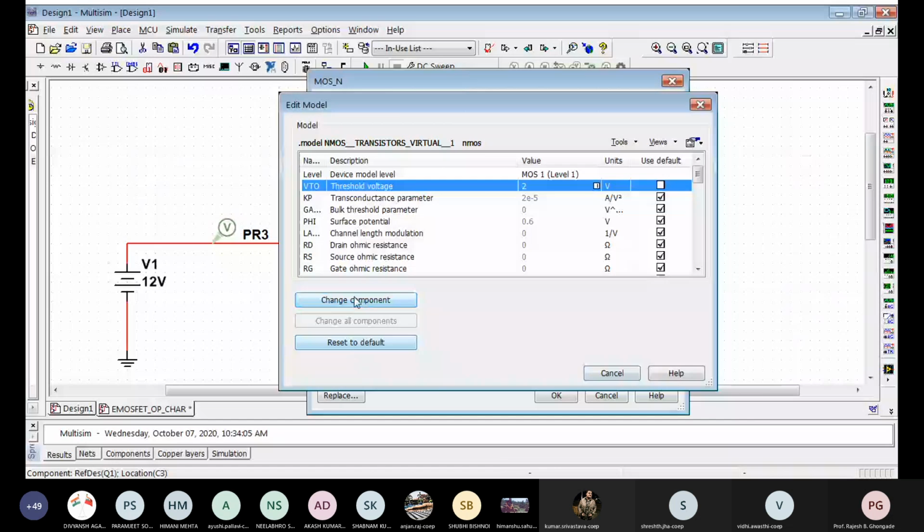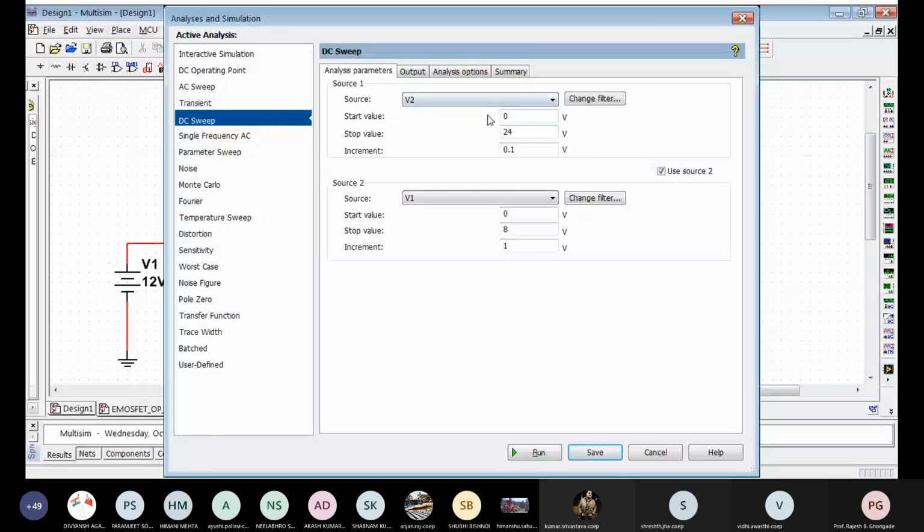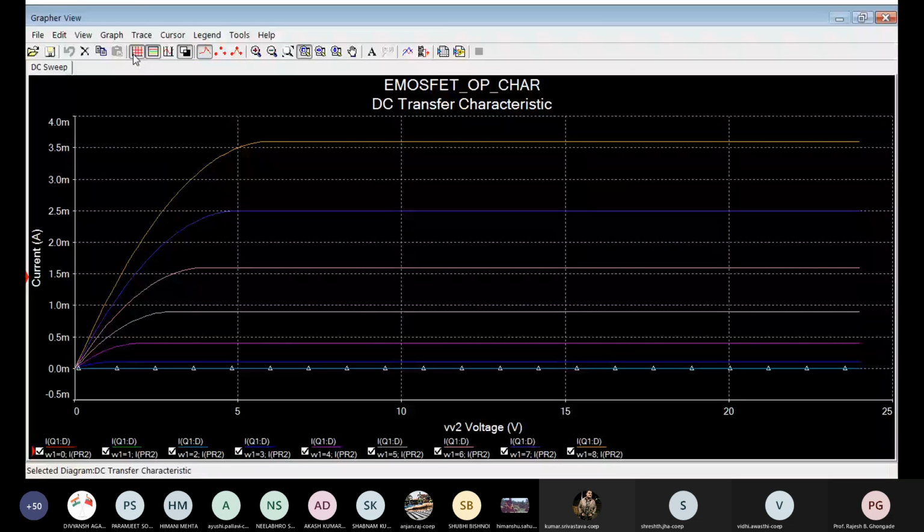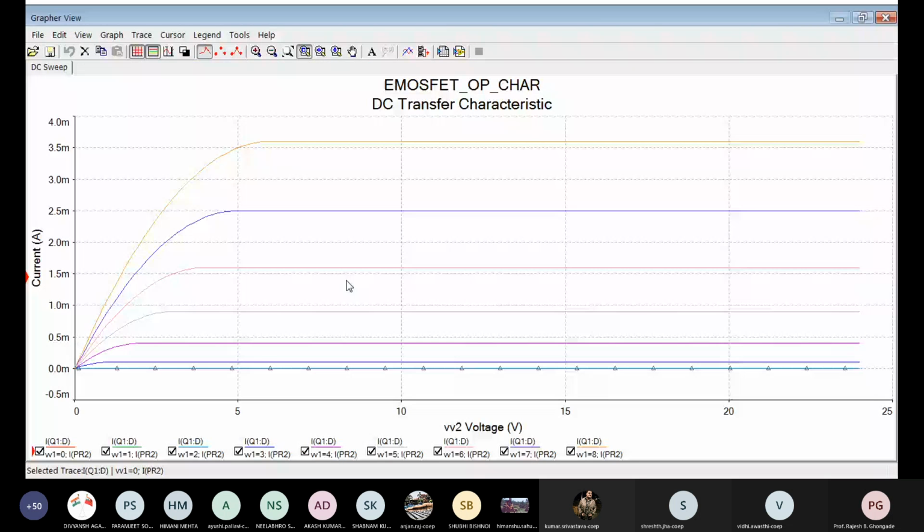Look at the DC sweep now. Source 1, I'm varying from 0 to 24 volts. And this VGS, I'm varying from 0 to 8 volts in steps of 1 volt. If I run this, this is what I get. So it agrees with our theoretical discussion, right? Yes, sir.